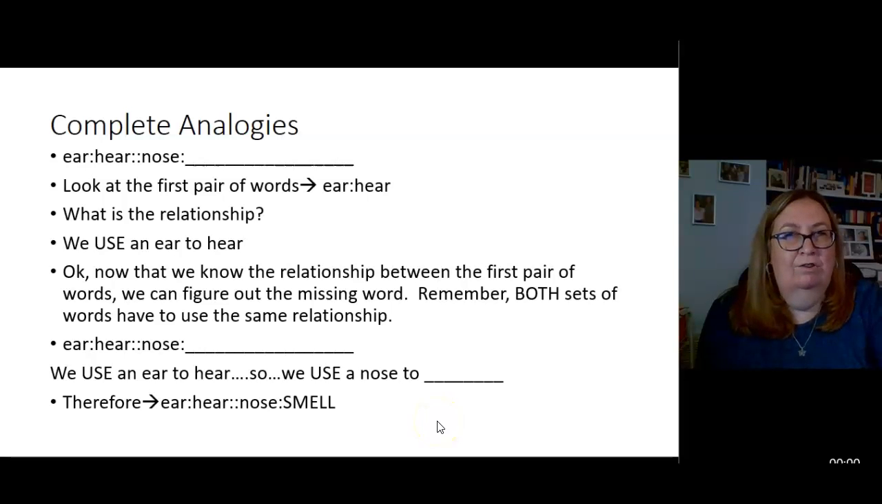That's not hard, right? If you figure out the first piece of the puzzle, the second piece of the puzzle is pretty easy.